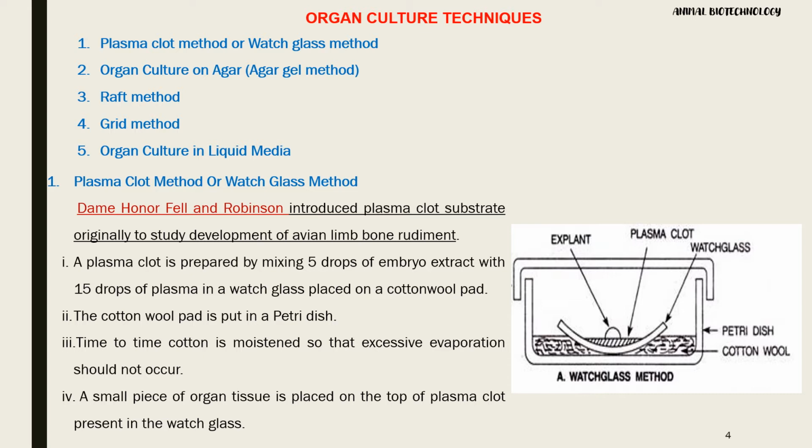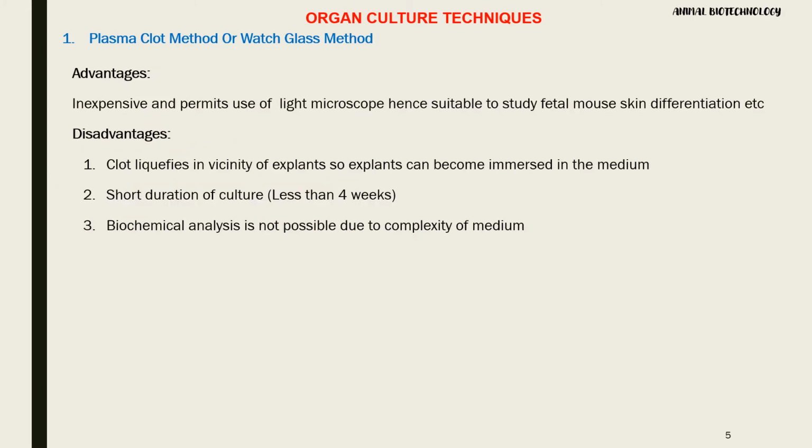The culture is then incubated at 37 degrees centigrade. Fresh clots need to be provided within 2 to 4 days depending upon the type of tissue. The main advantage of this method is that it is inexpensive and allows samples to be studied by light microscopy. The main limitation of this watch glass method is that it can be used only for short duration cultures, that is, cultures grown for less than 4 weeks.